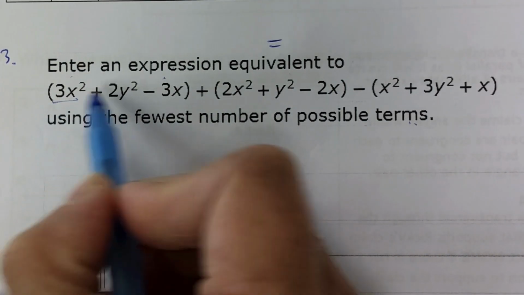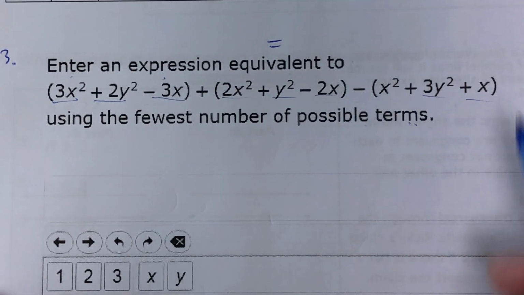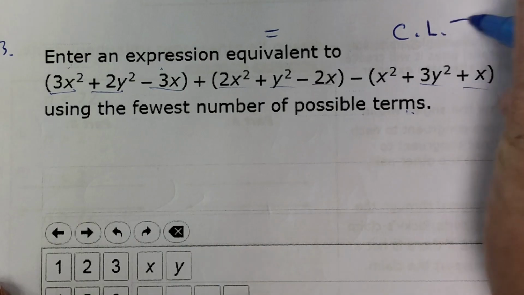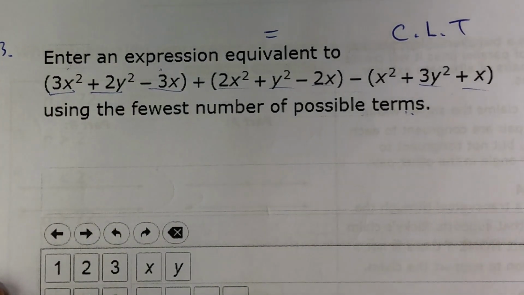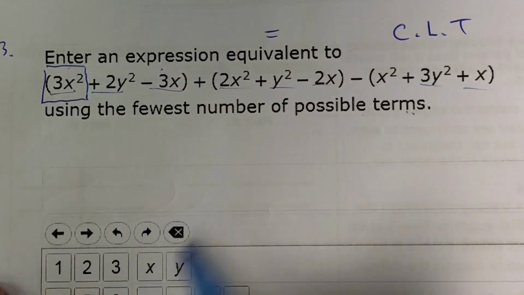So this is a term, this is a term, this is a term, and so on. I think they're just really telling us to do something like combining like terms. Combining like terms. Notice the ones I put in boxes here.